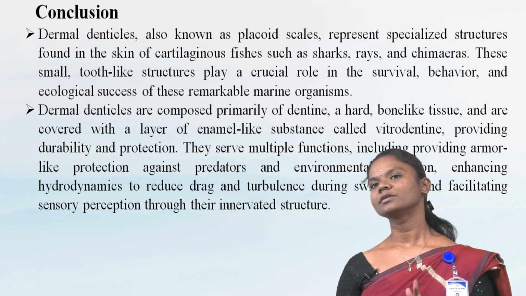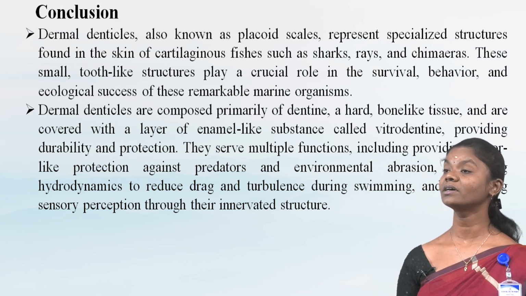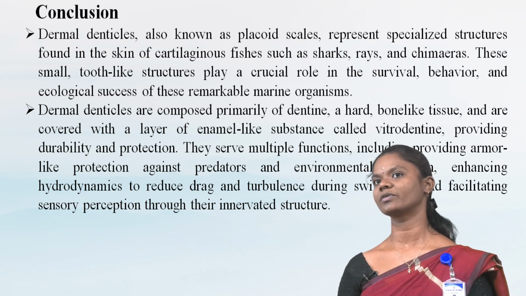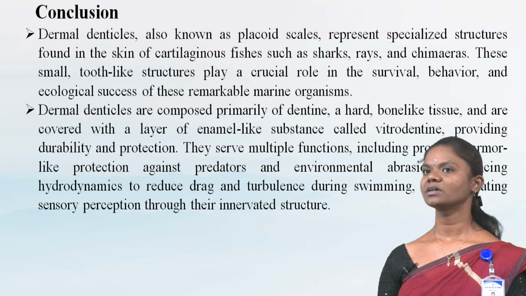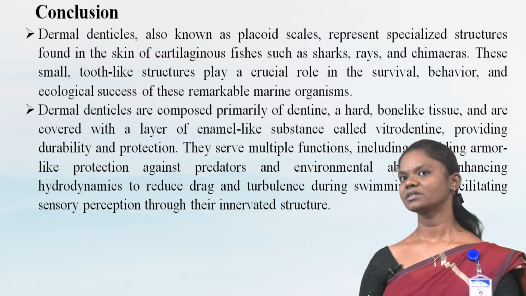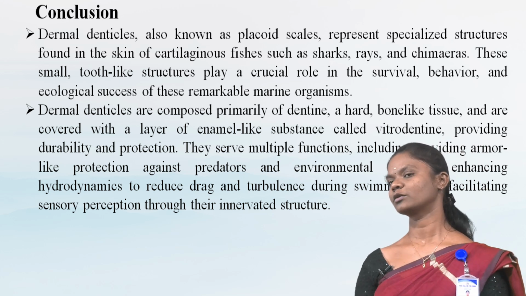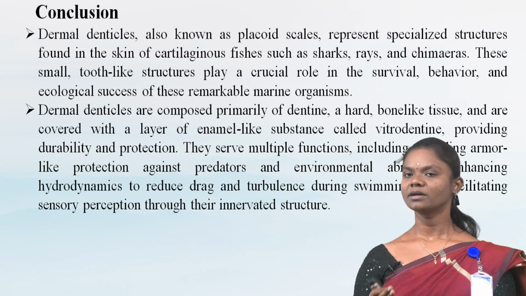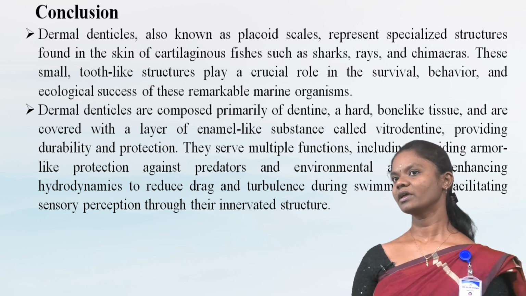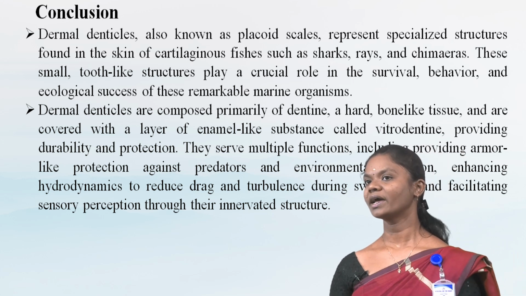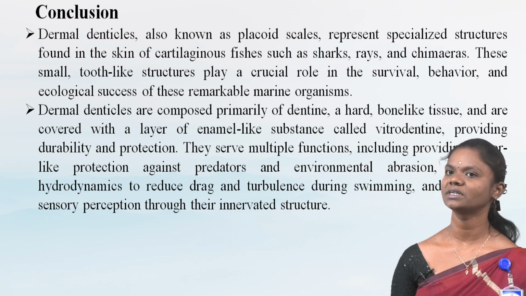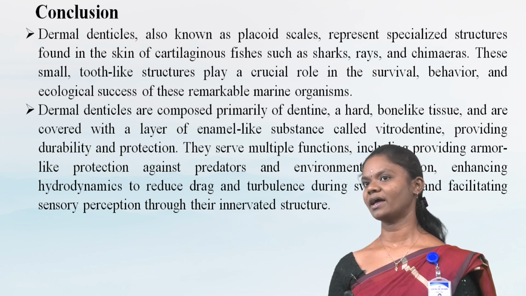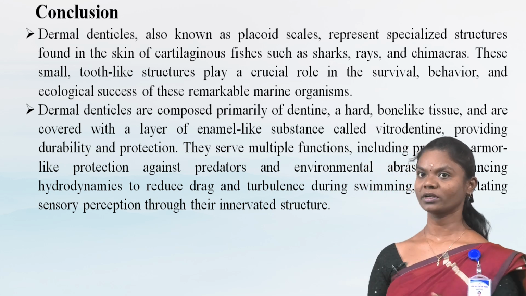And overall conclusion. So, dermal denticles, also known as placoid scales, represent specialized structures found in the skin of cartilaginous fishes such as sharks, rays, and chimeras. These small tooth-like structures play a crucial role in the ecological success of these remarkable marine organisms. Dermal denticles are composed primarily of dentin, hard bone-like tissues, and are covered with a layer of enamel-like substance called vitrodentin, providing durability and protection.